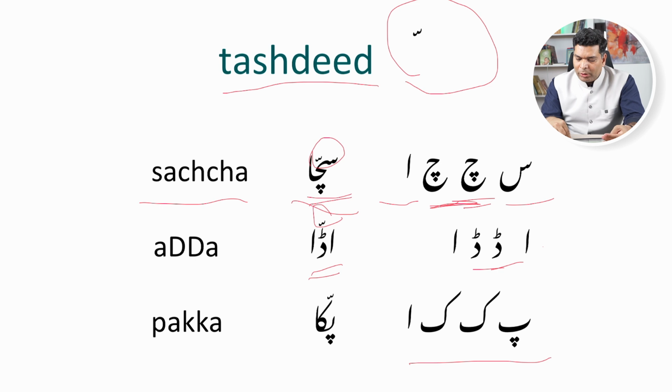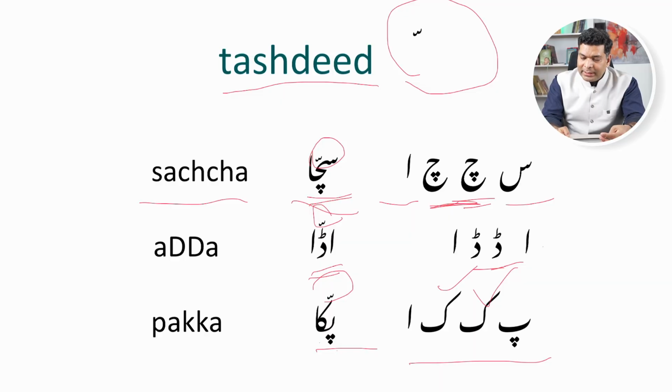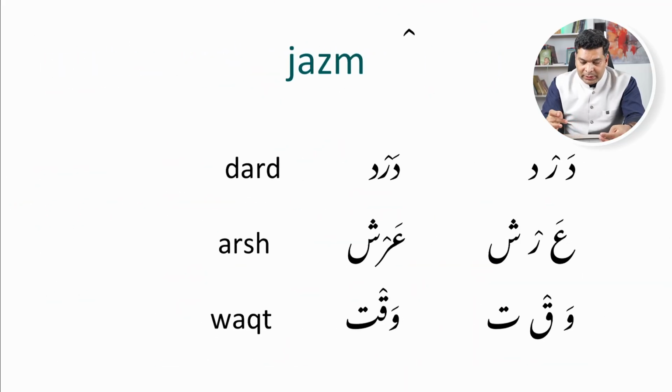Similarly, you could have another word called pakka, where there are two kafs, but you're not putting two kafs while you write. You put a single kaf and you put this tashdeed to denote it is a double sound. So we call it pakka rather than pakaa. Right. So this is another one which is used.